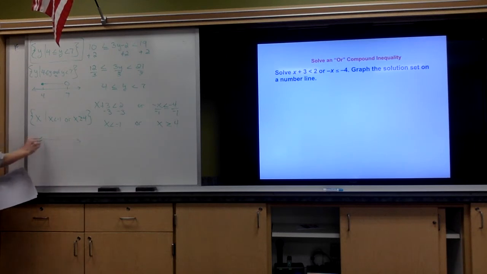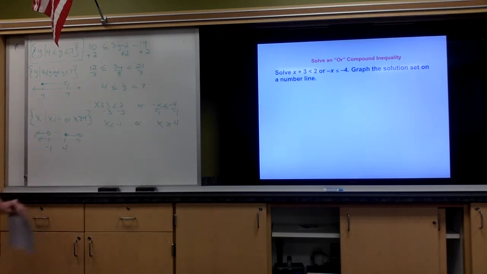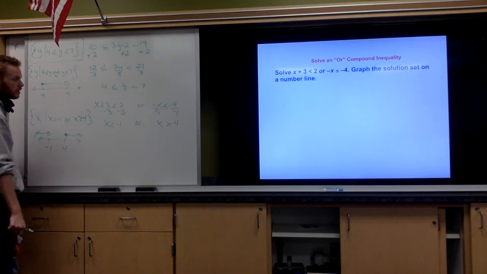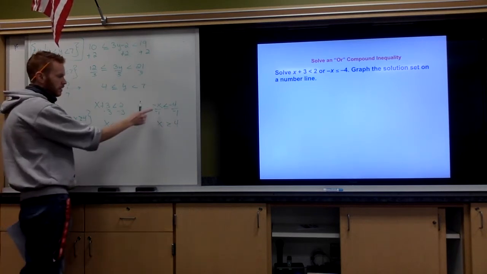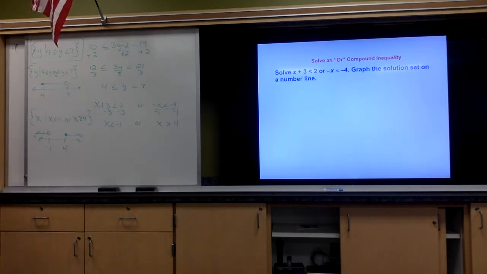Number line, negative 1 and 4. 4 I'm allowed to have, and you have to be greater than 4. Negative 1 I'm not allowed, but I have to be less than. How do I know if that's correct? Well, plug in numbers. If I plug 5 into here, is 5 plus 3 less than 2? No, it isn't. But let's look at the other one. Negative 5 less than or equal to negative 4. It is. So see how it still satisfies one of those guys. And that's the important part.